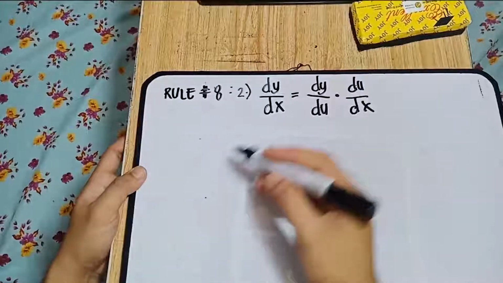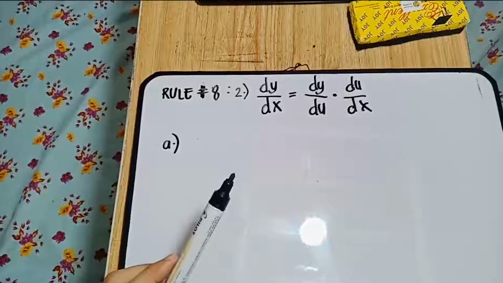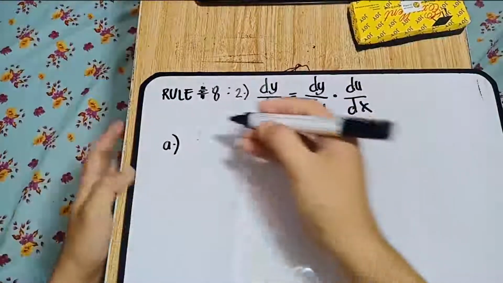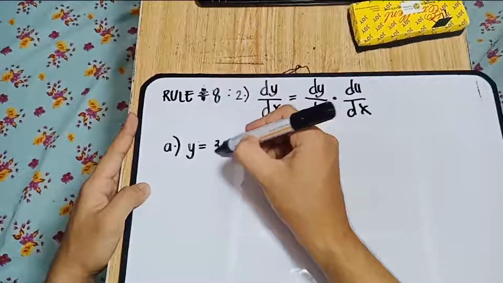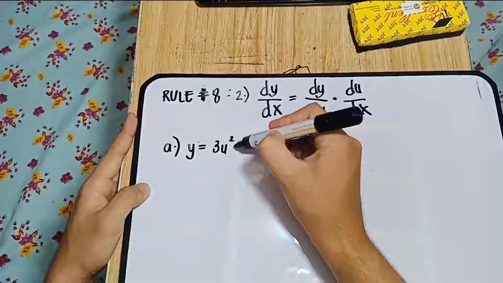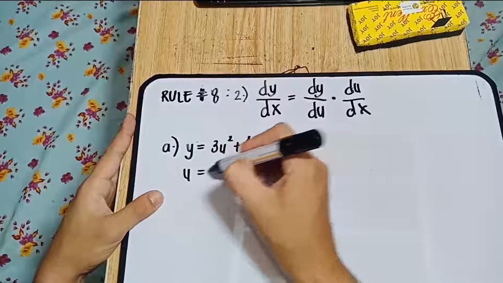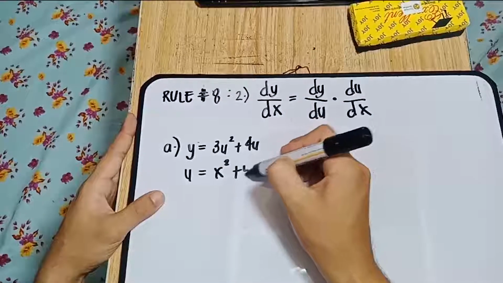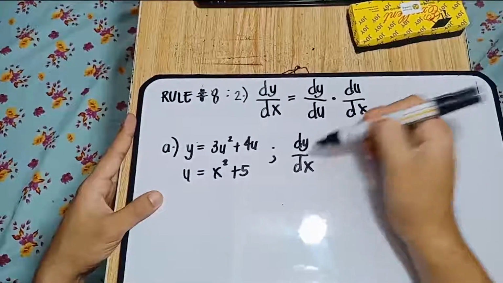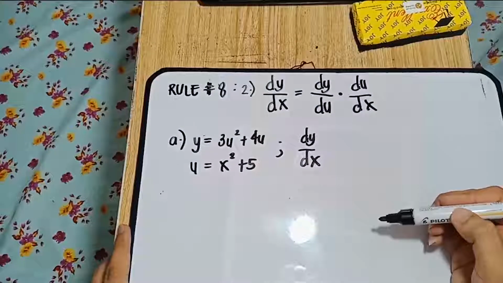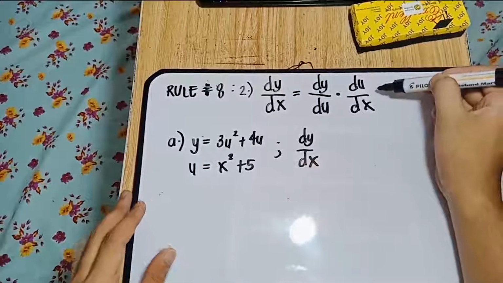Let's say, for example, we have example letter A natin. Meron tayong y equals 3u squared plus 4u and u equals x squared plus 5. Now, the requirement is solve for dy over dx or the derivative of y. Pero dalawa yung given functions natin. Paano bang gagawin dyan? So, i-apply natin yung rule 8.2.